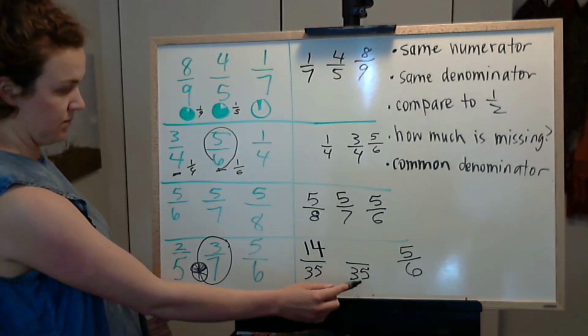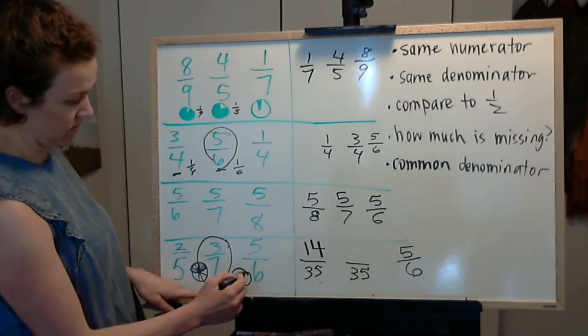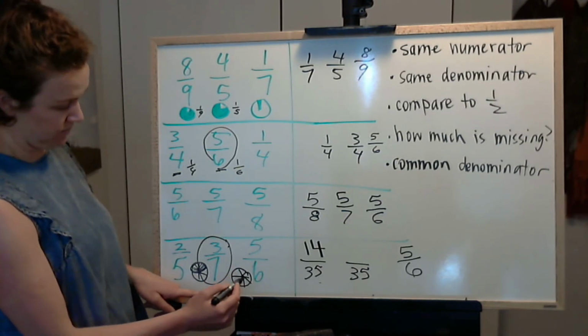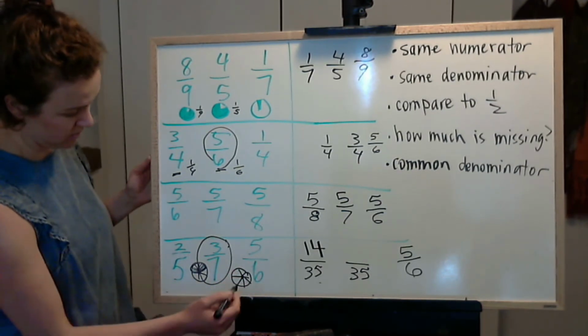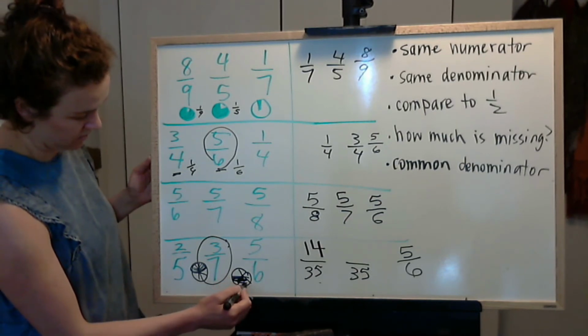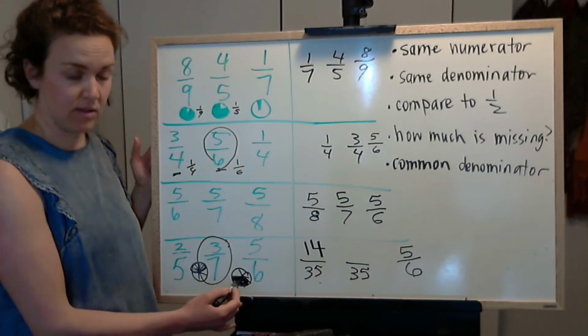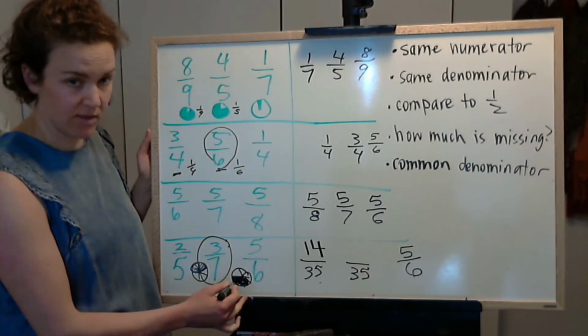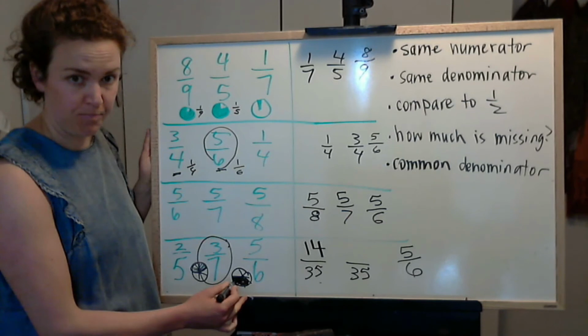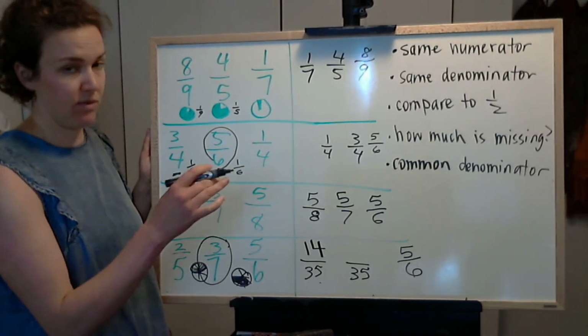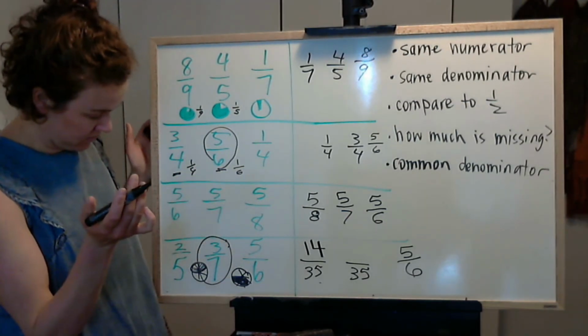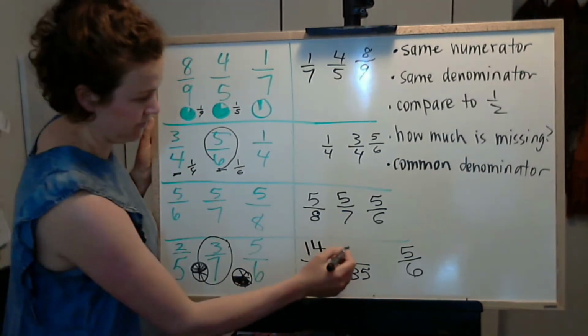Now I need to make 3/7 into 35ths. So if I start with 7 pieces, and 3 of them are filled in, well, now I need this to have 35 total pieces. So that means each piece actually has 5 pieces within it. So 3 pieces with 5 pieces each is 15 pieces.